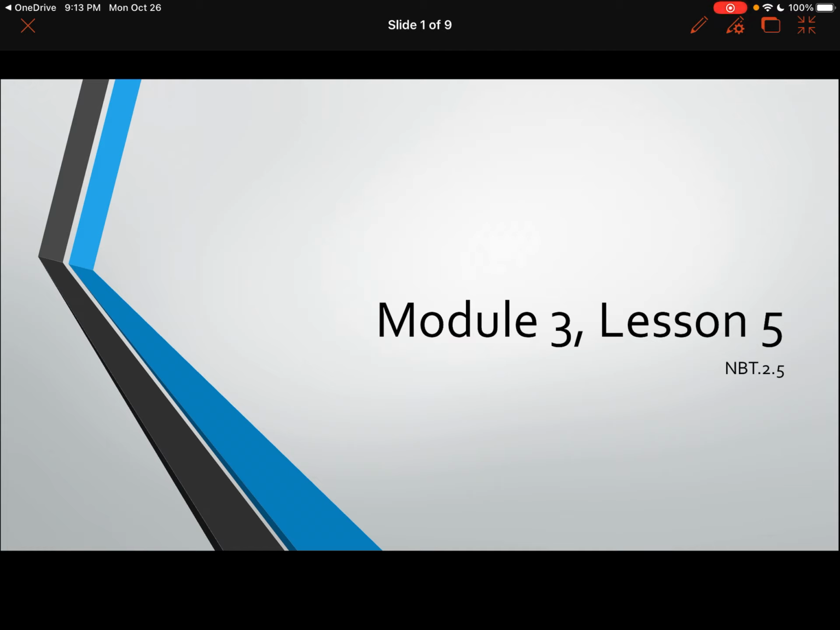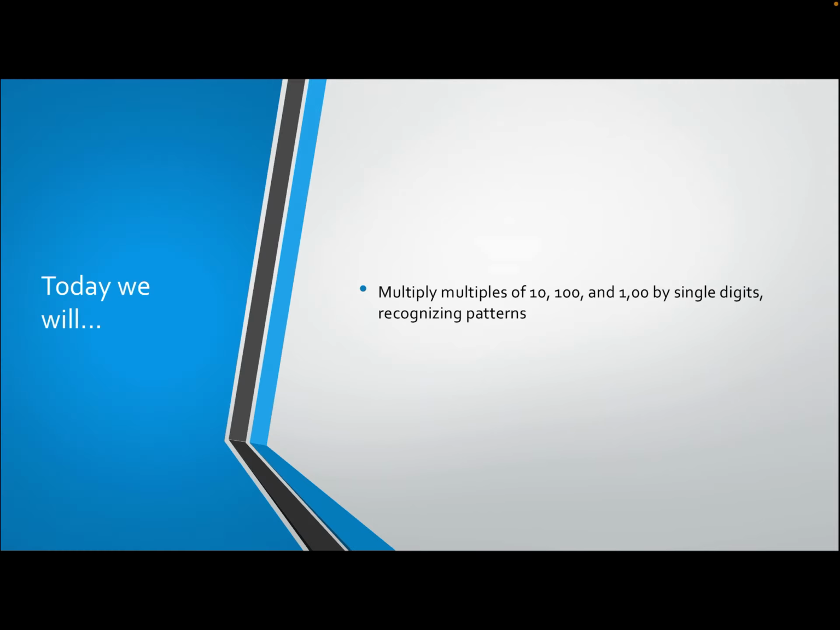The standard that we are working on today is NBT 2.5. Today we are going to multiply multiples of 10, 100, and 1000 by single digits, recognizing patterns. This is just a continuation of what you guys learned yesterday with the YouTube instructional video. So I'm just going to go over some more examples and go over a word problem so you guys know how to solve a word problem.